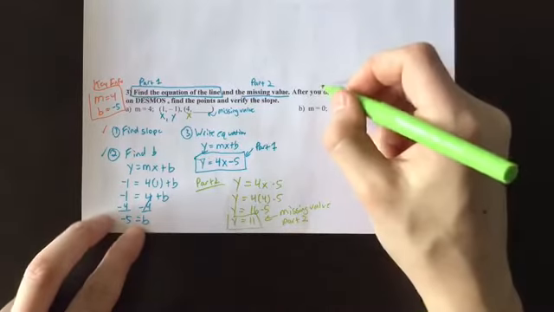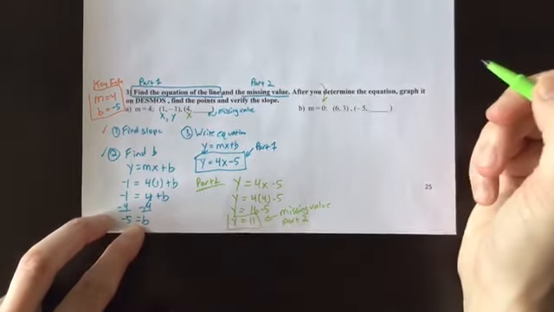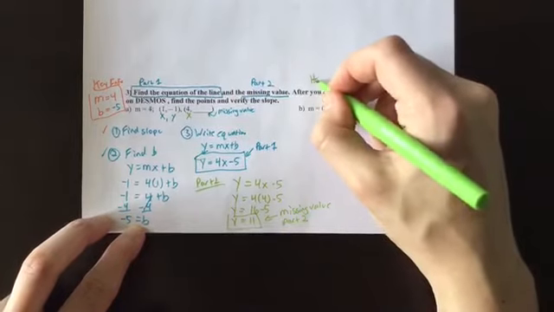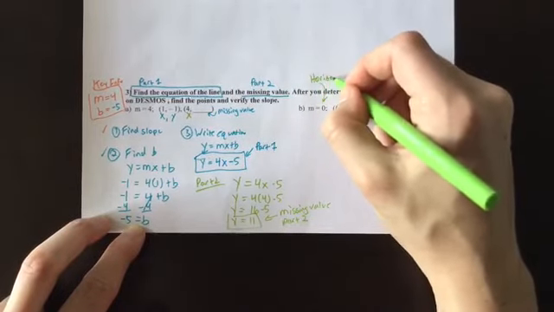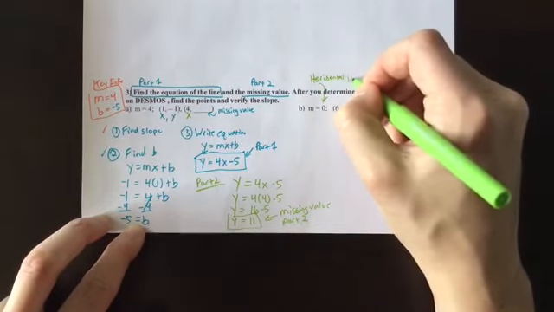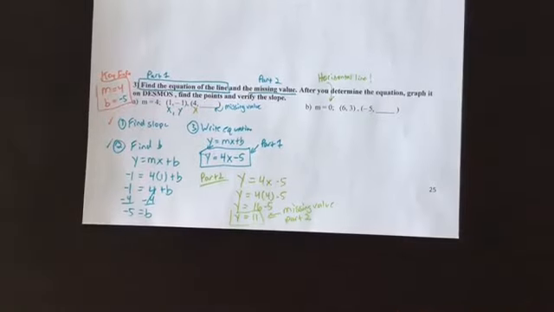Oh, look at B, m equals 0. What kinds of lines have a slope of 0? Horizontal lines. Okay, a little bit of a curveball there.